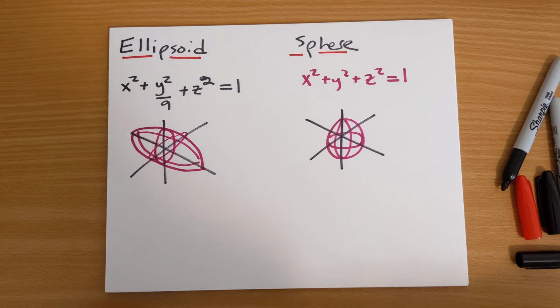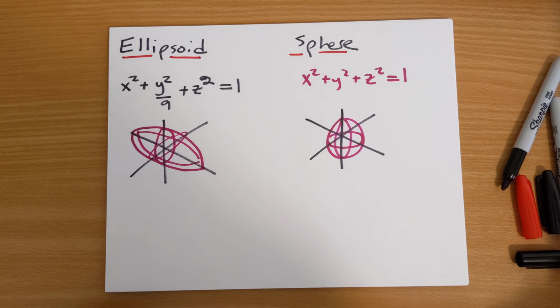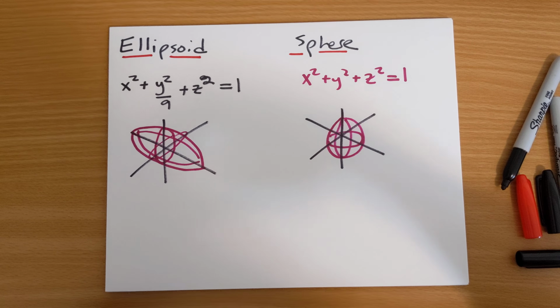Here's a video where I'm going to talk through the 6 types of quadric surfaces that you should know and just show you some things to look at when you're trying to identify what a quadric surface is from a given formula and match up to pictures and stuff like that.